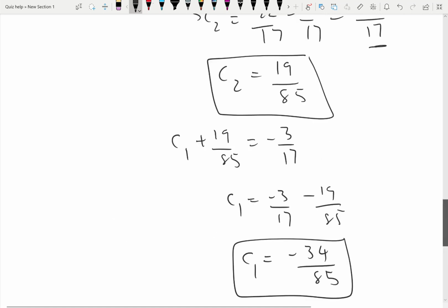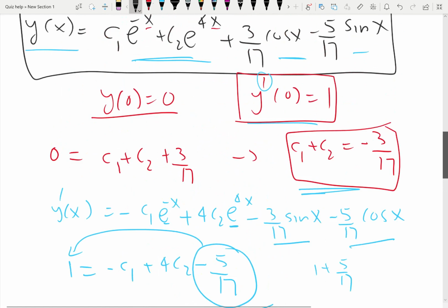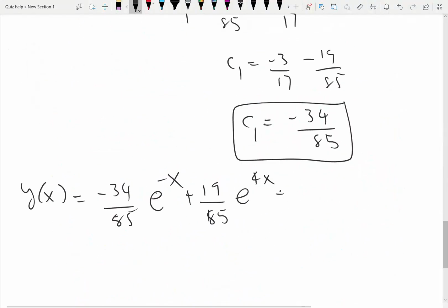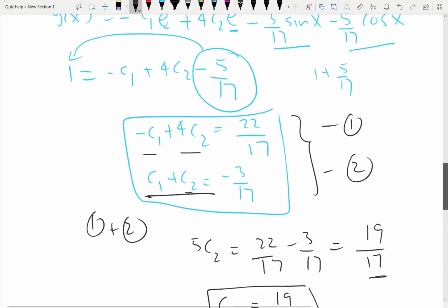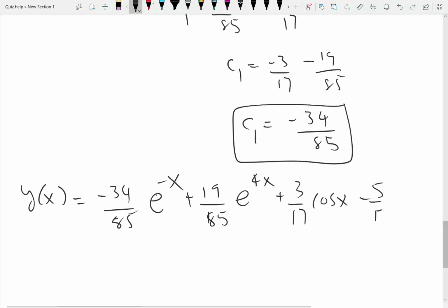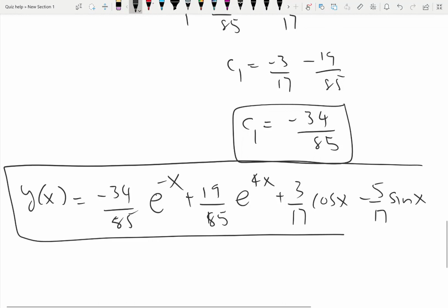And then the other part is the particular solution, which is 3 over 17 cosine x minus 5 over 17 sine x. This is the solution for the differential equation for the initial value problem. Rather a long one, but it is what it is. Okay. All right. Thank you.